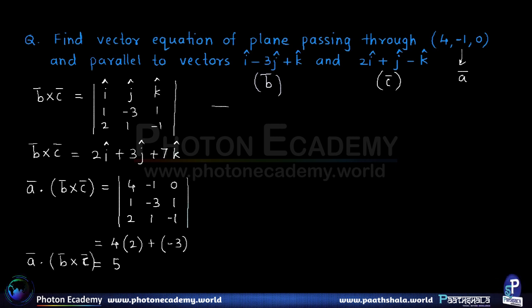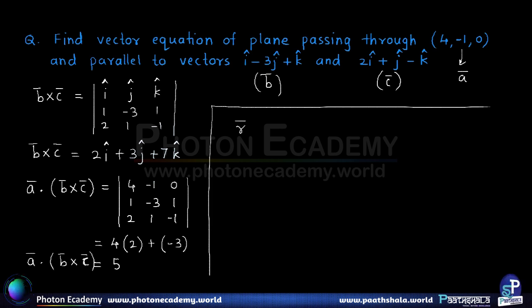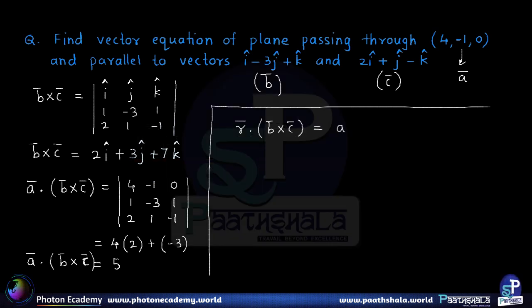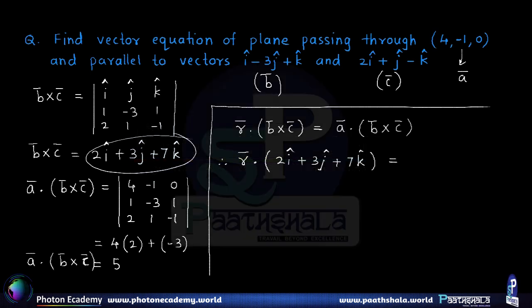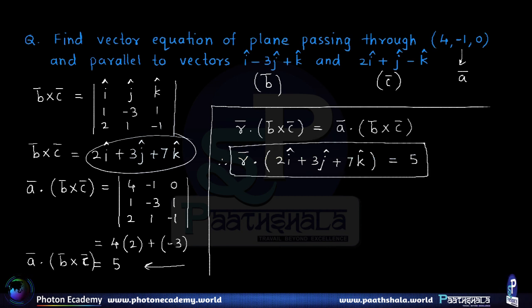Okay, now if we recollect the way we write the equation, that is R dot B cross C is equal to A bar dot B cross C. So therefore we have R bar dot B cross C, which we have already calculated, so that is 2i plus 3j plus 7k is equal to, the right side also we have already calculated, and that is nothing but 5. So this is the vector form of the equation of the given plane.